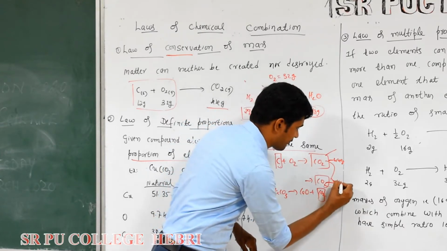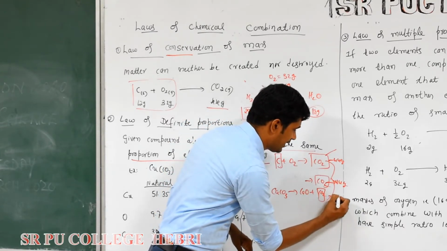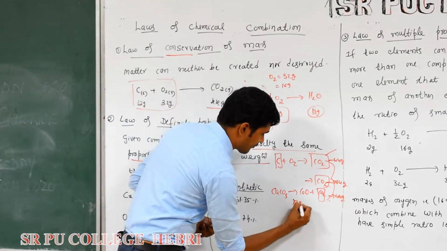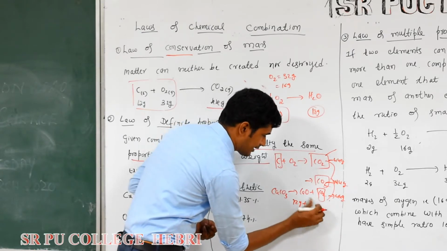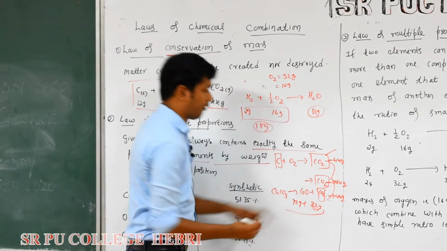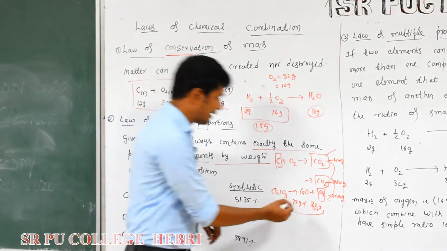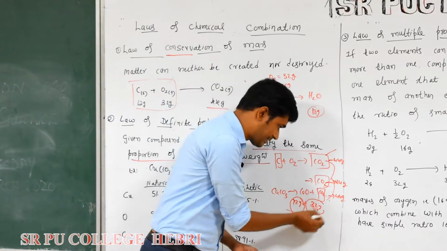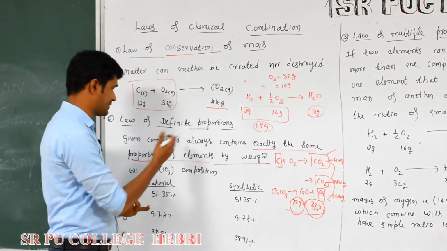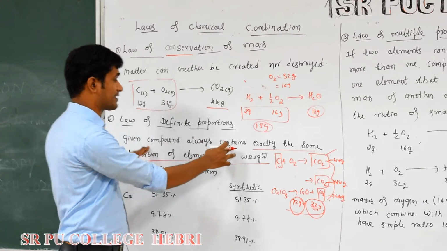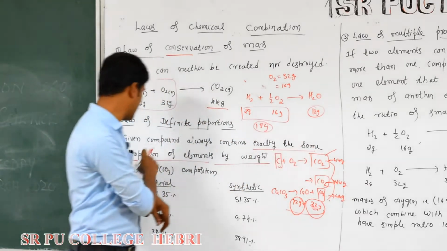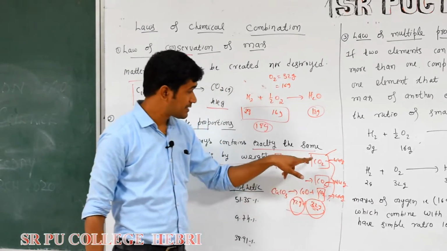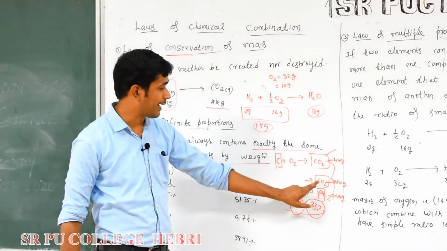Here also the mass of CO2 is 44 gram. Here also the mass of CO2 is 44 gram. How? Due to the presence of 12 gram of carbon and 32 gram of oxygen. In all these CO2 molecules, the mass of carbon is 12 gram and the mass of oxygen is 32 gram. That's what this law says: a given compound always contains exactly the same proportion of elements by weight. Here CO2 contains the same proportion of carbon and oxygen.